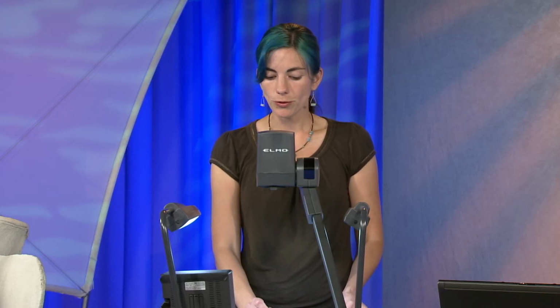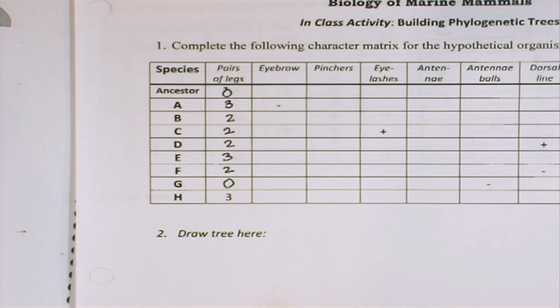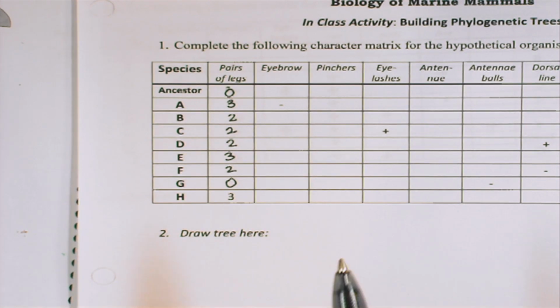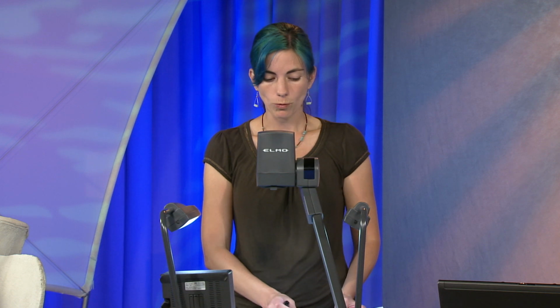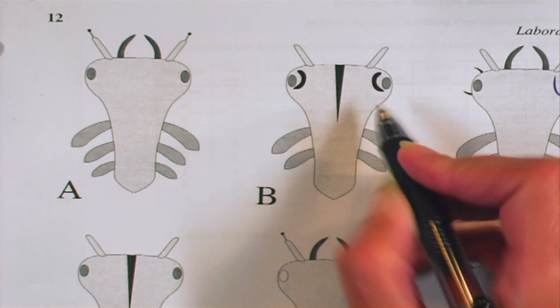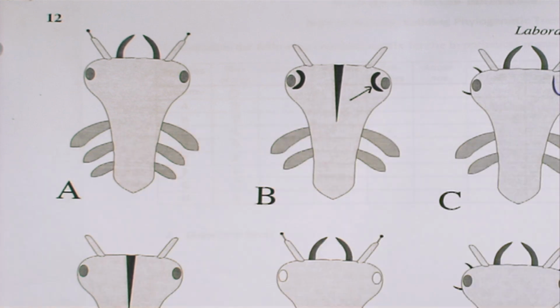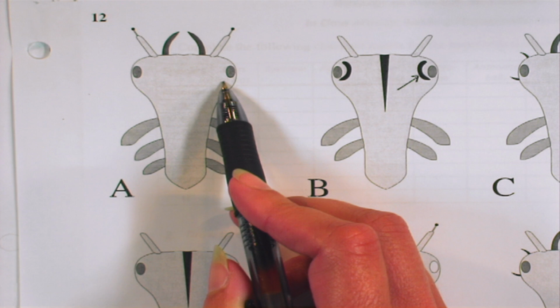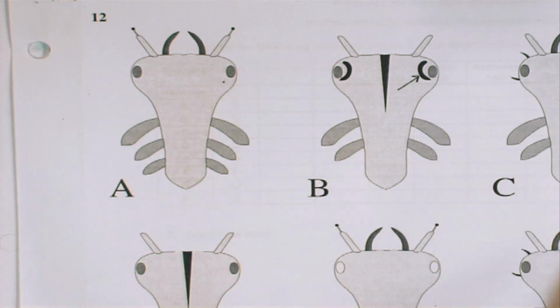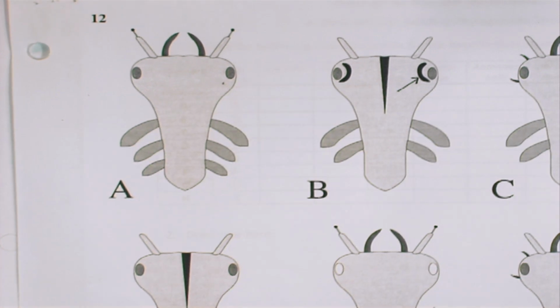What we'll do now is go through the other ones and take a look at what they are, and then I'm going to ask you to pause the video and take some time to look at your own paper and fill out the matrix. We'll start with the eyebrows. B, for example, has eyebrows. They're right there, where you can see A does not. So for the eyebrow category, you're going to want to take a look at all of these and determine if they have eyebrows or not.